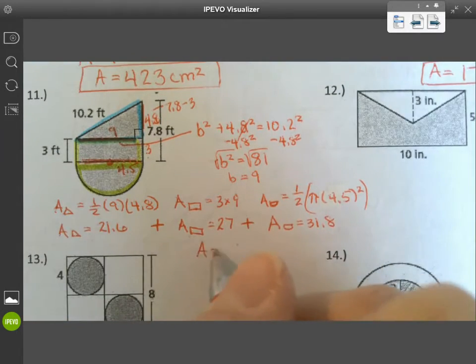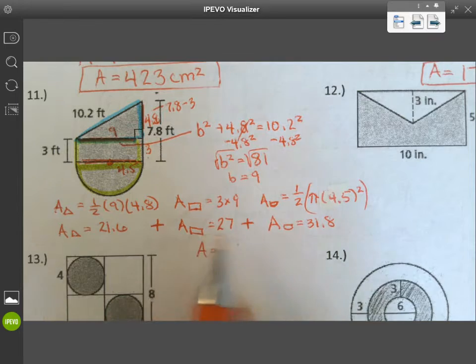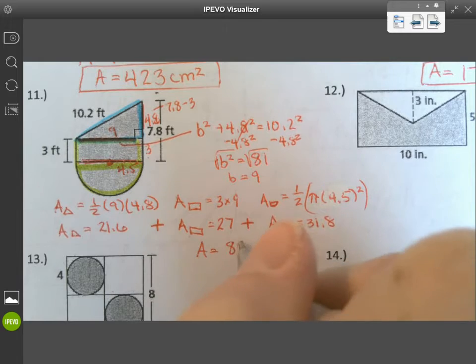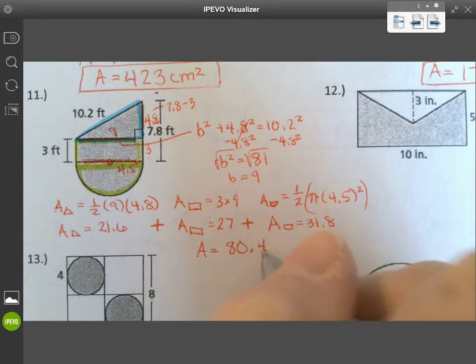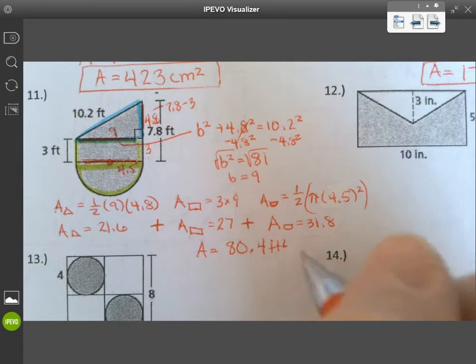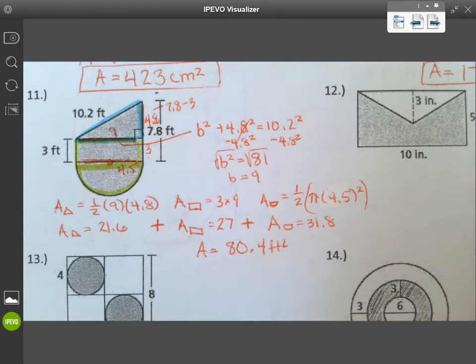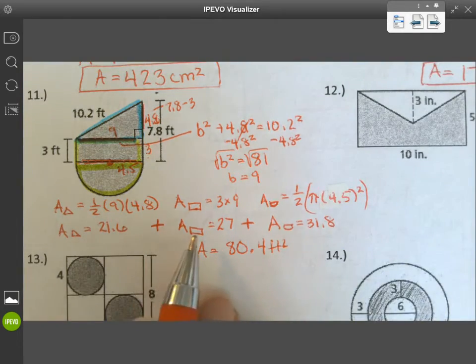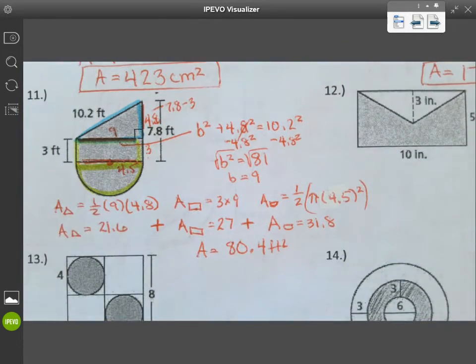So what is the overall area if we add up all three of these shapes? Do you have it for me? Anybody? See if you agree. I have it as 80.4. It'd be feet squared. Do you have 21.6, 27 and 31.8?